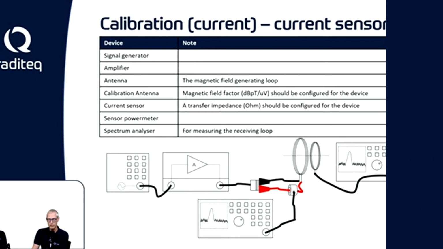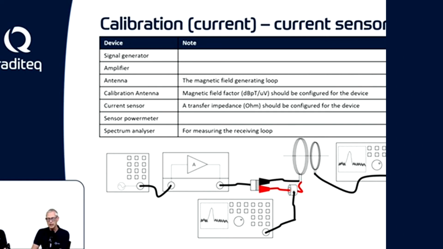And to measure the current that is flowing through the transmitting loop antenna, we're using a current sensor which is connected to the sensor power meter. And for a sensor power meter in RadiMation, you can also use a spectrum analyzer. So I also drew a spectrum analyzer on the bottom part of this diagram. The current sensor, of course, has to have a transfer impedance configured for the device. Otherwise, it's not possible to convert the measured power back to the current that's flowing through the loop antenna.